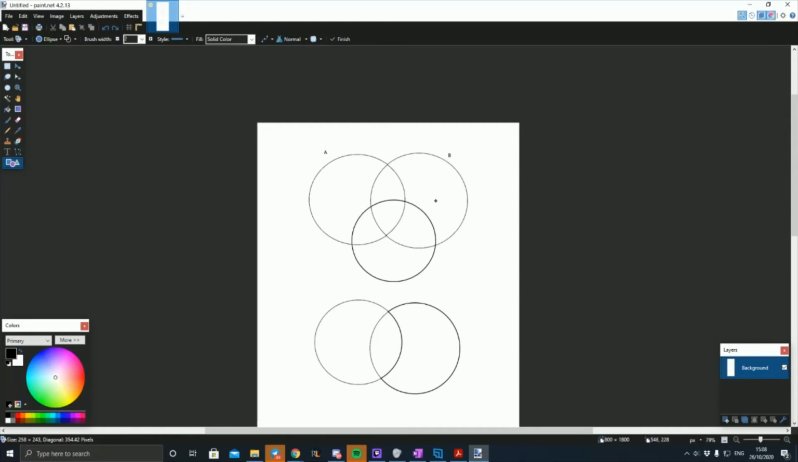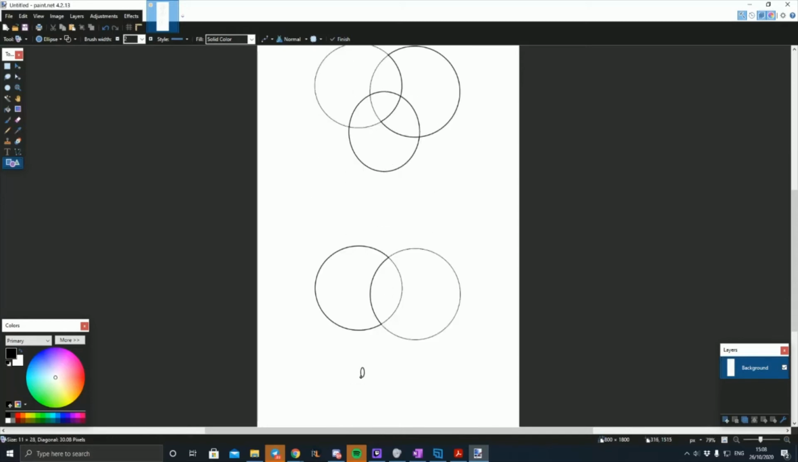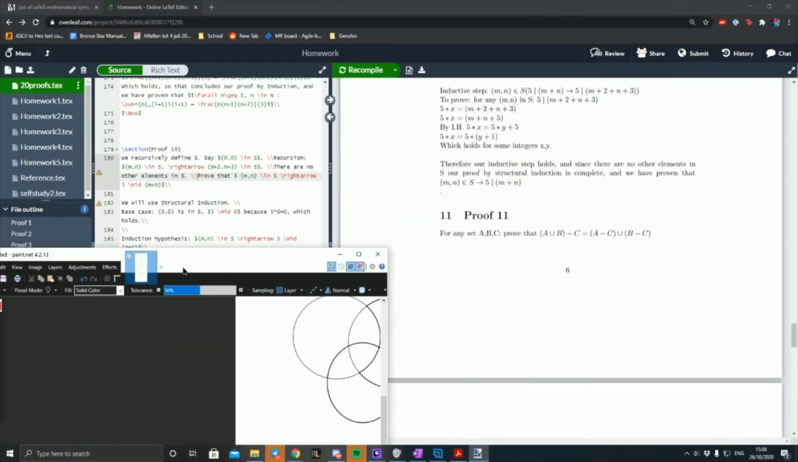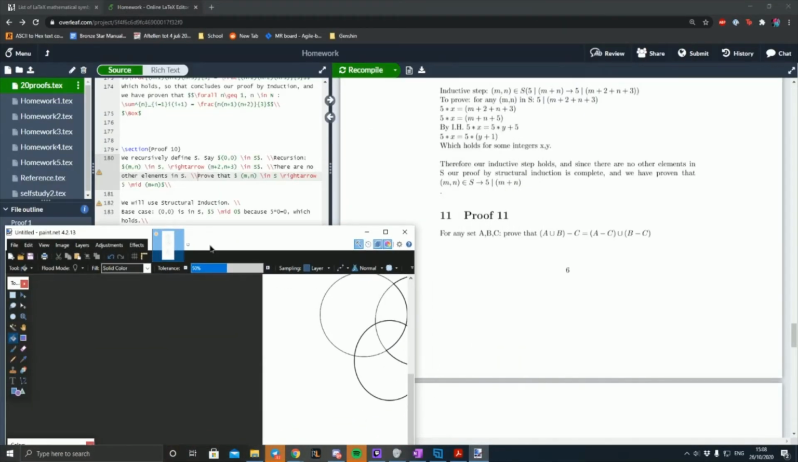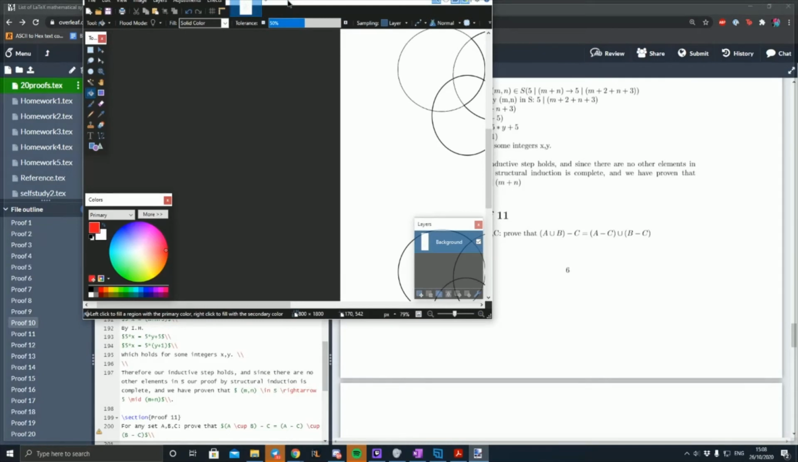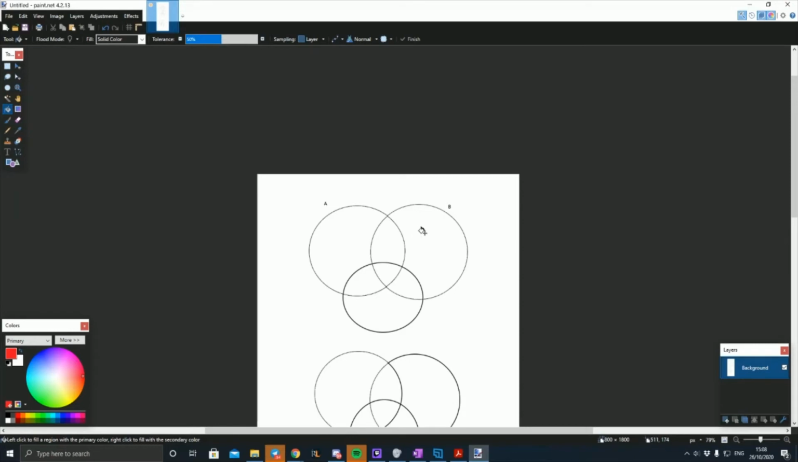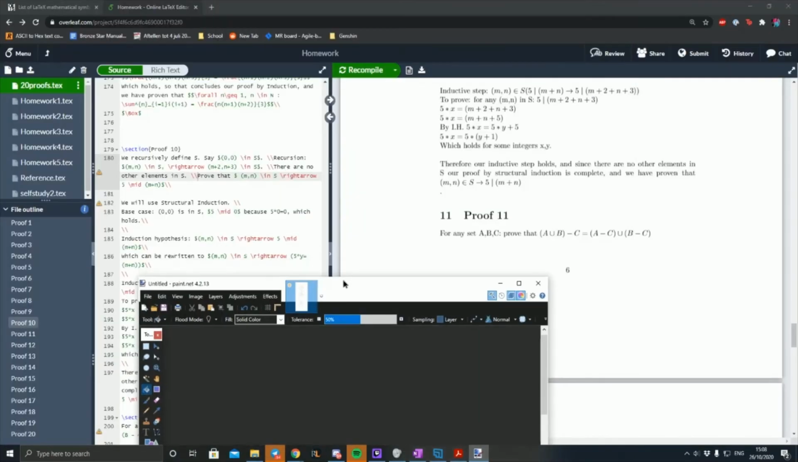Is this good? Yes, okay. They're not the prettiest circles, I'm going to be honest, but you get the picture. Hey, that one looks good. So we have on the top the union of A and B, minus C, is equal to the union of A minus C and B minus C. The union of A and B minus C.